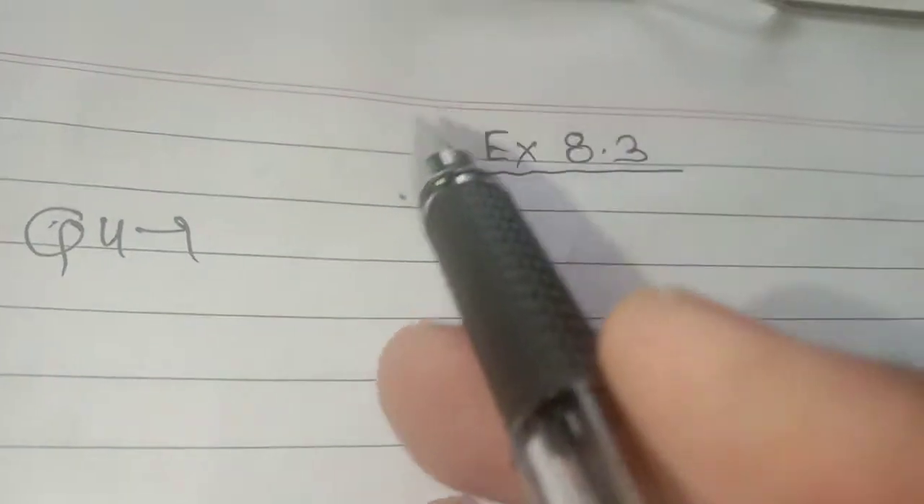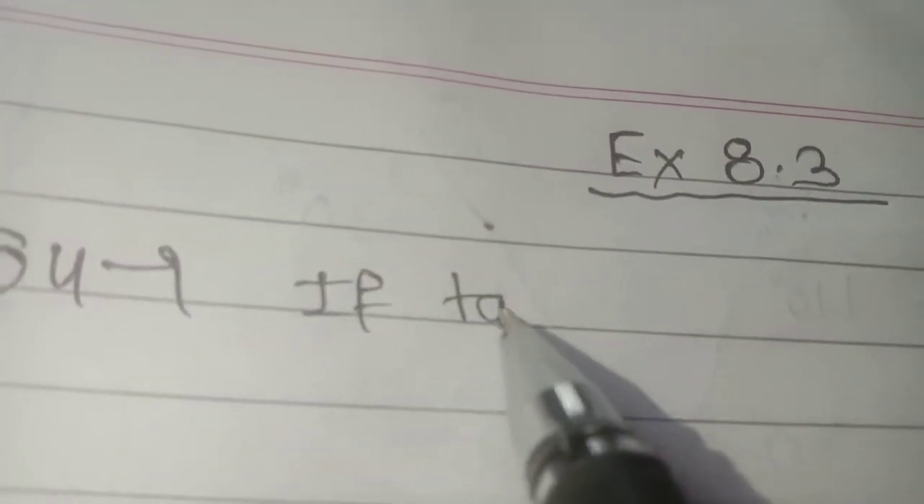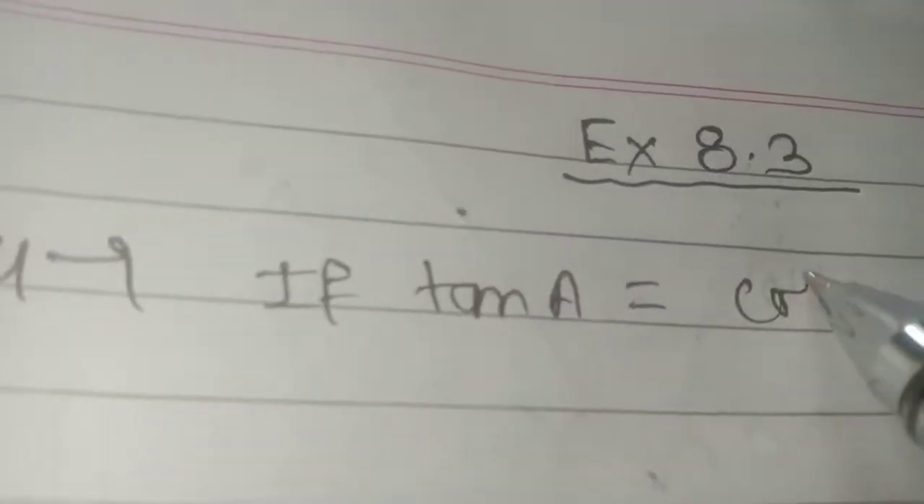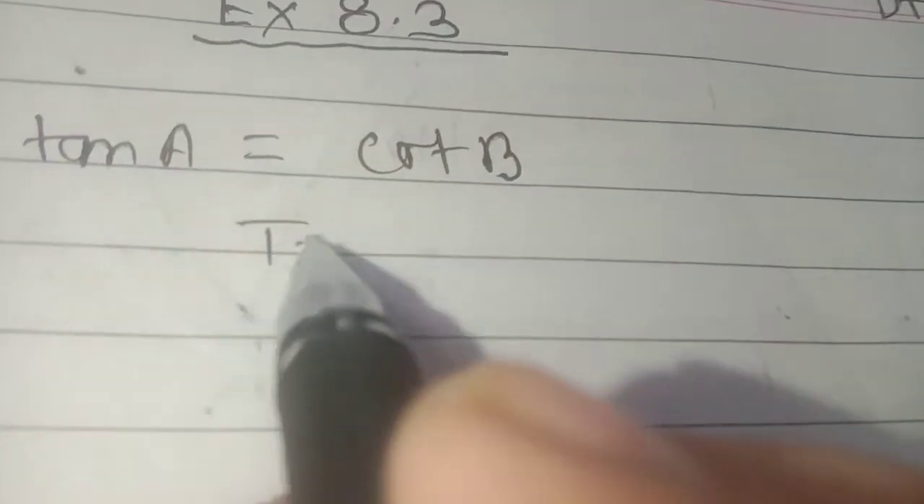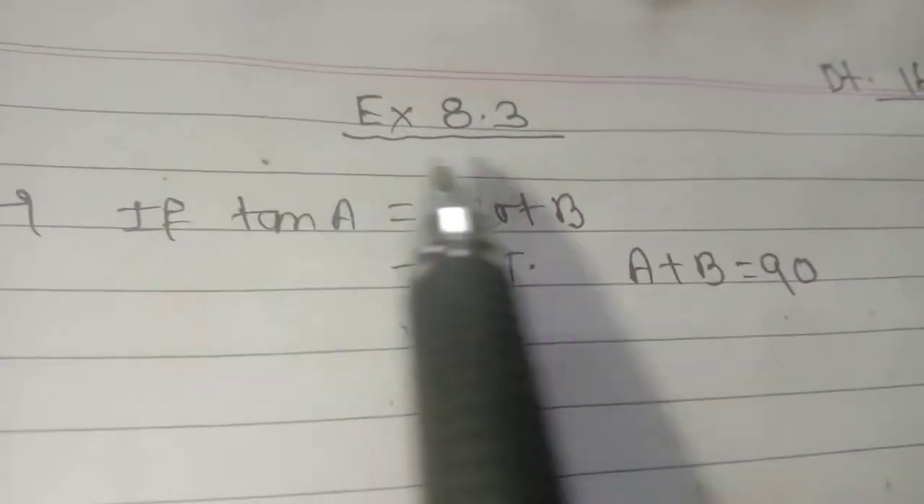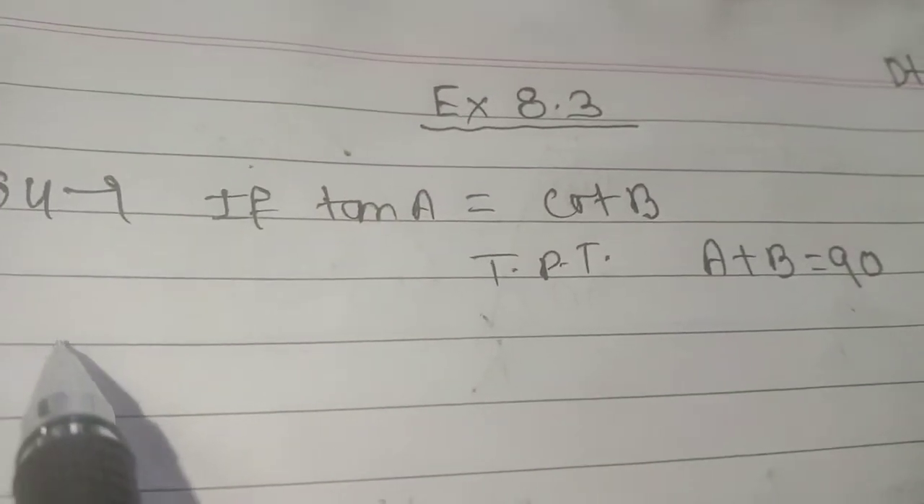So it is given as, if tan A is equal to cot B. What is given to us? Tan A is equal to cot B. So what you have to prove? You have to prove that A plus B is equal to 90. On this condition we have to prove that A plus B is equal to 90. So let's write down the solution now.